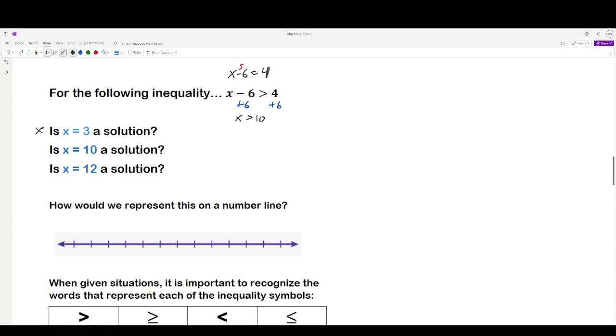Is x equals 10 a solution? So is 10 greater than 10? No, 10 is equal to 10. So that's the difference between greater than and greater than or equal to. We do not include the 10 here. Is x equals 12 a solution? Yes. 12 and any number bigger are solutions.